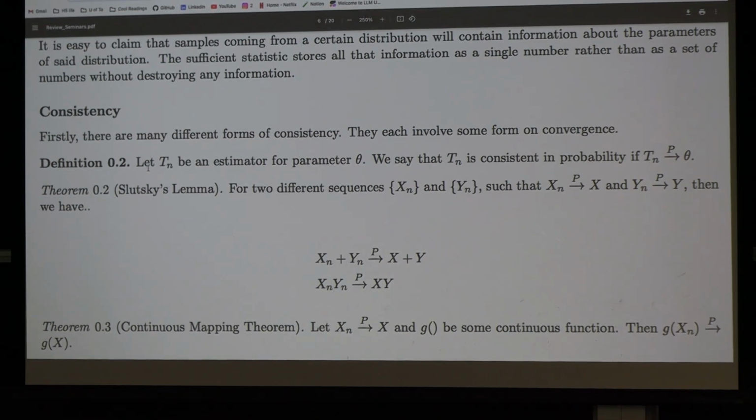It states that if you have two statistics that are calculated based on sample size n, and they converge to x and y in probability respectively, then their sum will converge to x plus y, and their product will converge to x times y. The continuous mapping theorem says this in fact applies for any continuous function. So if g is a continuous function, and we know that x approaches our true parameter in probability, then g of x approaches g of our true parameter.